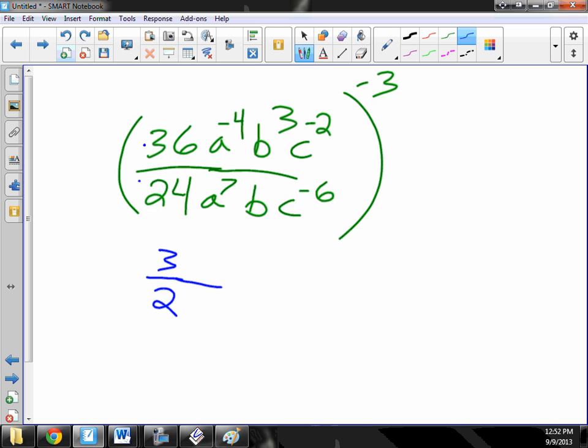How many a's am I going to end up with? Well, these 4 are going to come down. I'm going to add 4 to 7. So a to the 11th. B squared on top. This 6 moves up and becomes positive, and this 2 moves down and becomes positive. Then when they fight it out, we have more on top than we do on bottom. C to the fourth.